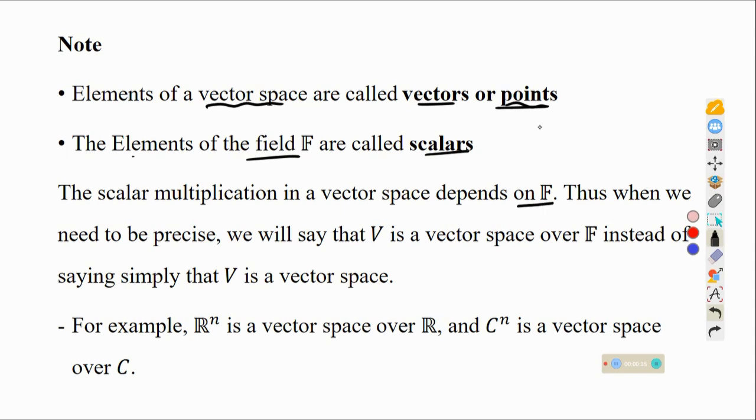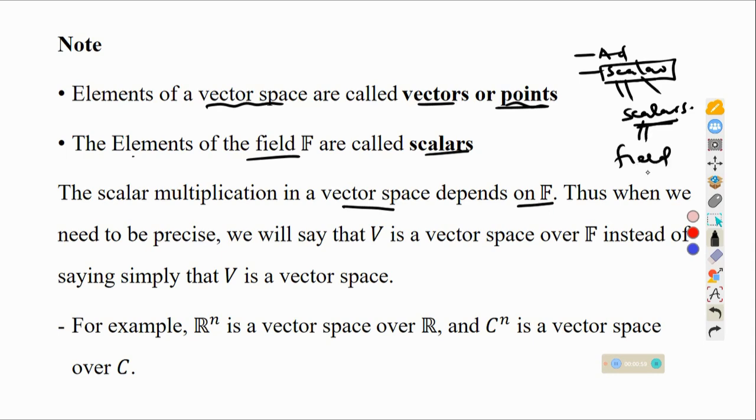As we have seen, to define a vector space, you must first of all define two operations, that is addition and scalar multiplication. And there is no way you can define the operation for scalar multiplication without having scalars. So you must have scalars to define scalar multiplication. Now, scalars are obtained from the field. So we shall be saying that scalar multiplication in a vector space typically depends on F, because F is our field, and that is where we obtain scalars.